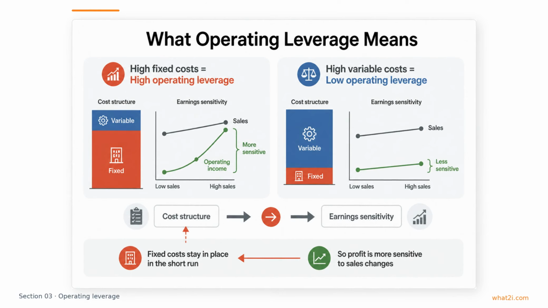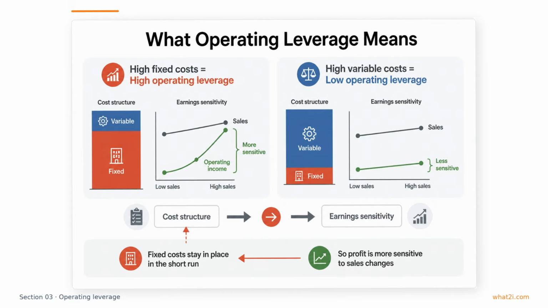Section 3. Operating leverage. Operating leverage describes how a company's cost structure affects the way sales changes flow through to operating income. A business with high fixed costs and relatively low variable costs usually has high operating leverage. A business with low fixed costs and more variable costs usually has lower operating leverage. The reason is that fixed costs remain in place in the short run. So once they are covered, additional sales can lift profit rapidly. But the same structure also makes earnings more vulnerable when sales fall. So operating leverage is really about earning sensitivity created by the mix of fixed and variable costs.